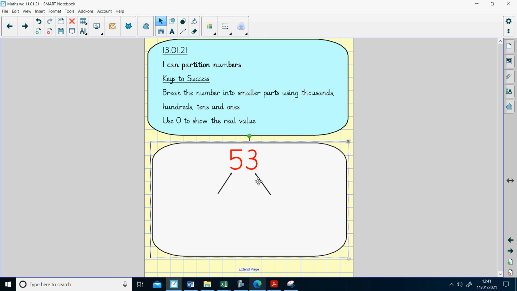So if I am partitioning this number, I'm thinking about the value of the tens number and the value of the ones number. So 53 would be partitioned into 50 and 3. And that's the sort of thing we're going to be doing today. So I'm breaking the number down into different amounts, and I'm using a 0 to show the real value. So I'm not going to just say that this is 5, because this 5 here is actually the value of 50. So it's really important today that we use those zeros. Let's have a little look at a video.